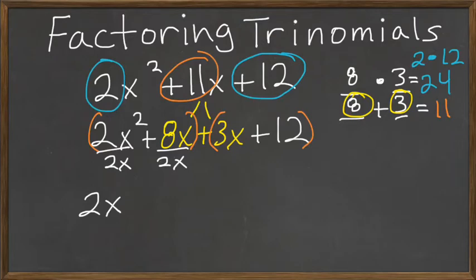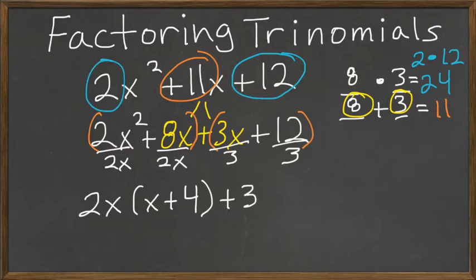2x squared divided by 2x would be x. 8x divided by 2x would be 4. Over here, on the next one, we can divide out by 3. Divide each of these by 3 and bring that to the front. So I divide out by 3, 3x divided by 3, I get x. 12 divided by 3, I get 4.